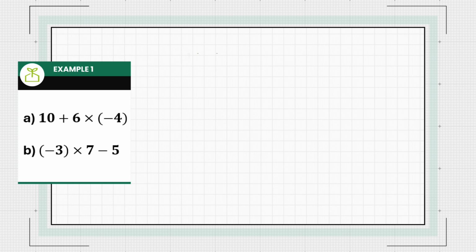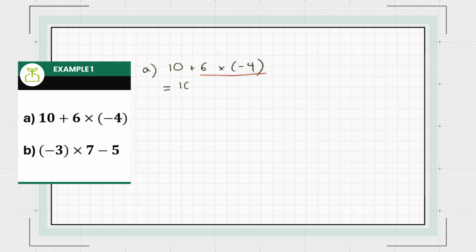Hi, welcome back. So right now we're going to look at how to do some order operations involving negative integers. So let's look at part A. We have 10 plus 6 multiplied by negative 4. Now order operation states that we have to do this multiplication before we do the addition. So let's solve for that, shall we?